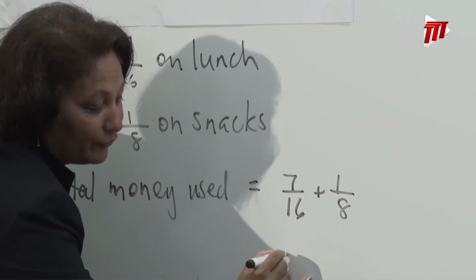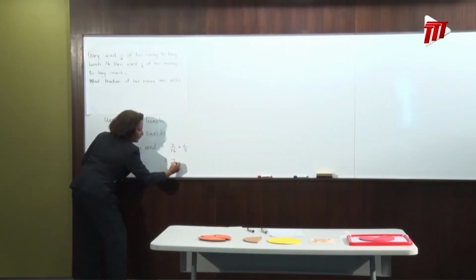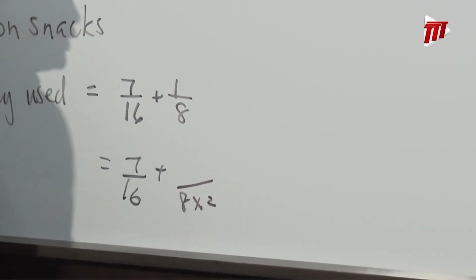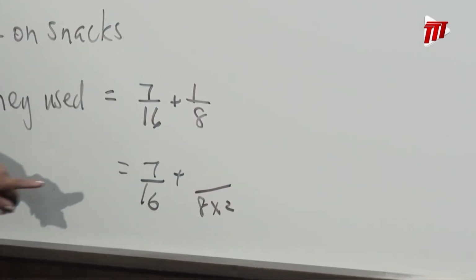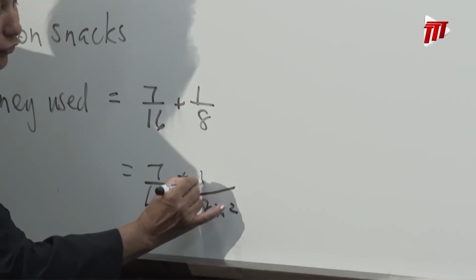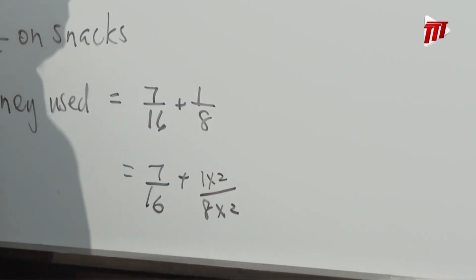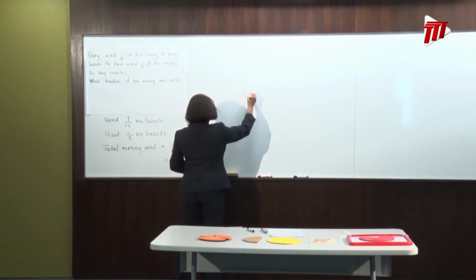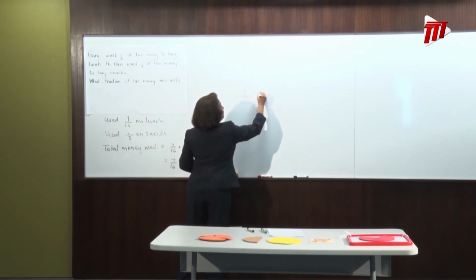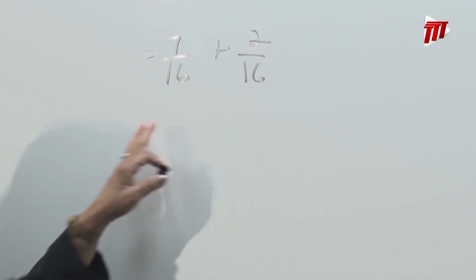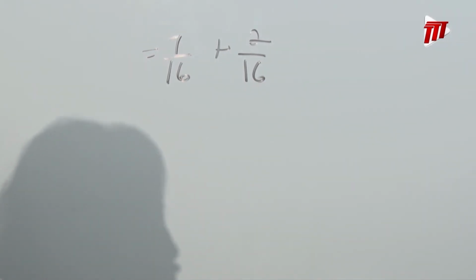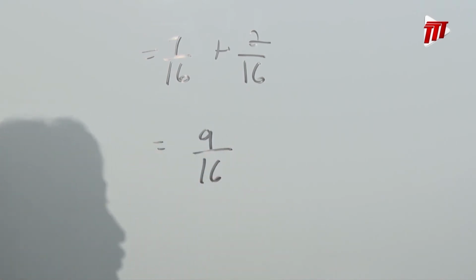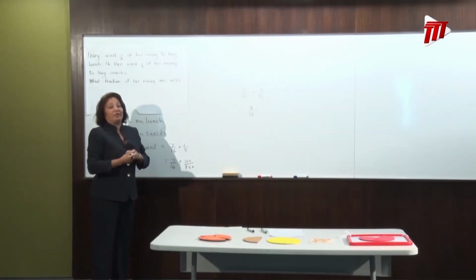So you're going to have 7/16 plus 8 by 2 to give you 16ths in your denominator, and I'm going to multiply the top by 2 as well. So you have 7/16 plus 2/16. The denominators are the same, so we just add the numerators. So this would give me 9/16. So he used 9/16 of his money.